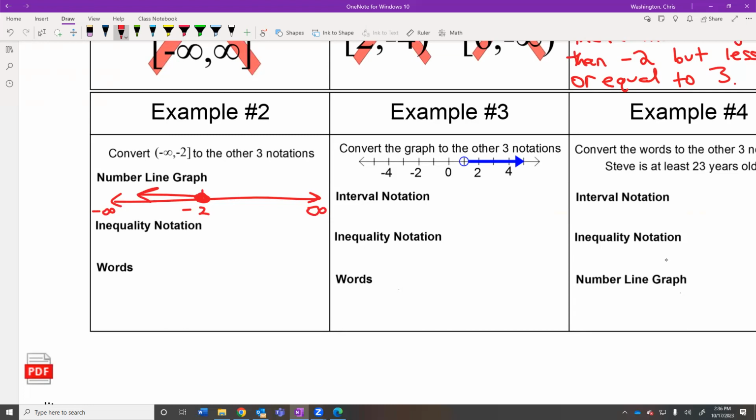With inequality notation, we actually don't need to write infinity or -infinity. So we can just start with x and put -2 here. And we want every single number that is less than or equal to -2. So every single number less than or equal to -2.